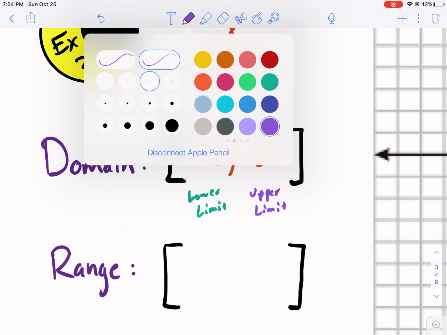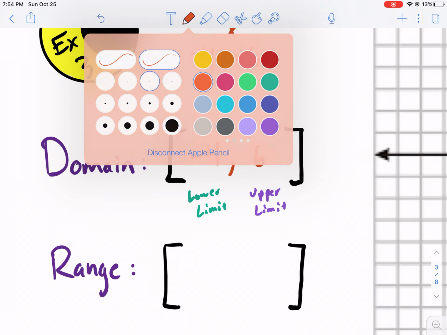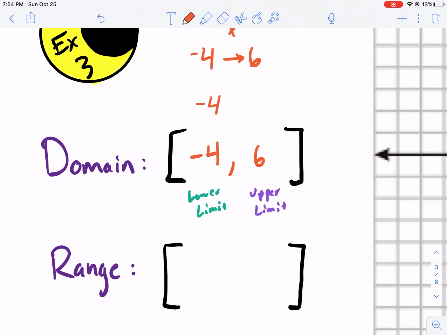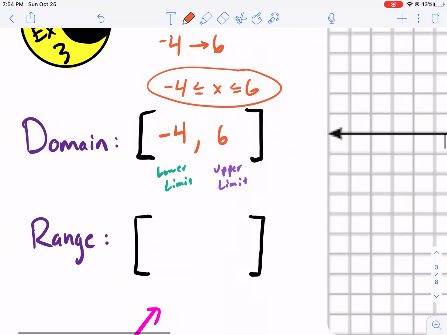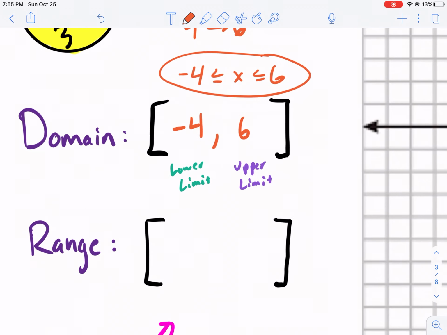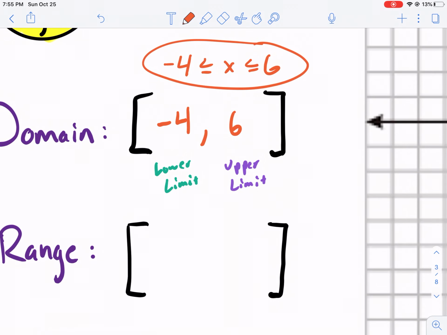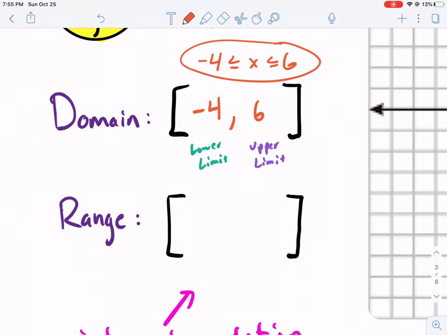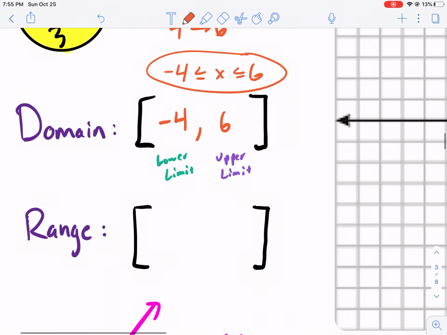Another way to express this would be inequality notation, and we could say -4 is less than or equal to x is less than or equal to 6. So there's two different ways of saying the domain here. This one's a little bit easier in this bracket notation. So yeah, you can pick, but I'm just saying this one's a little easier.